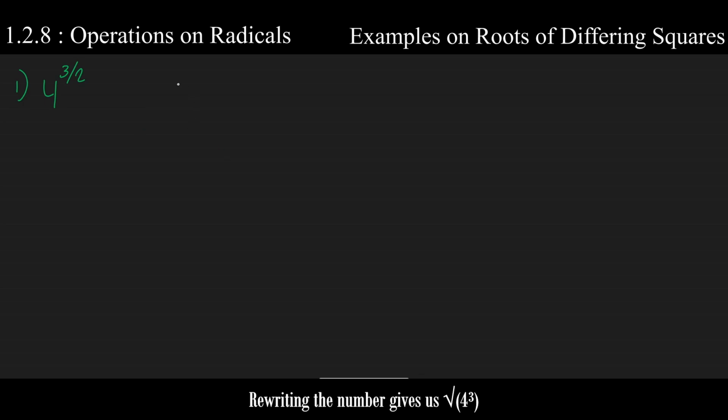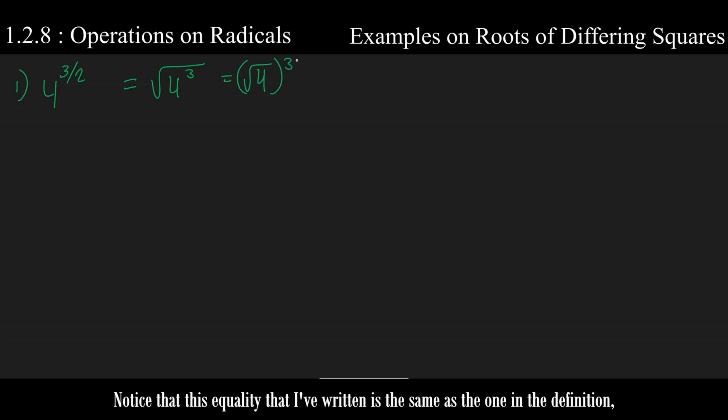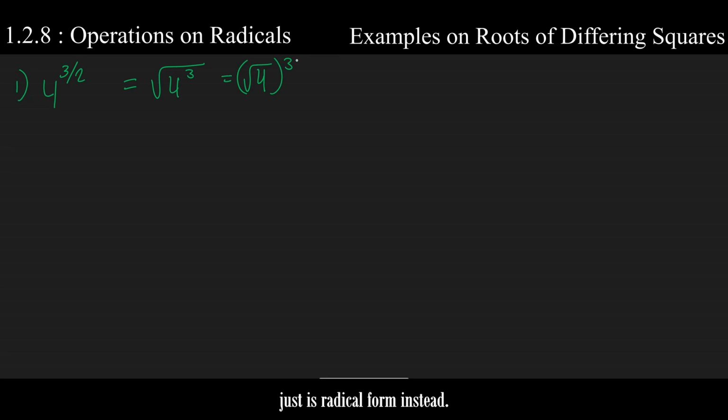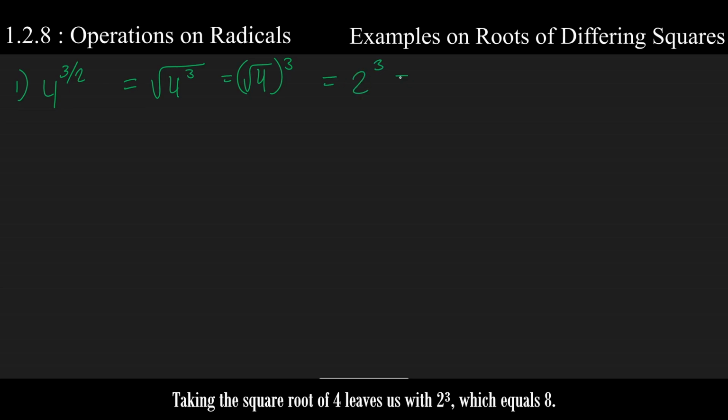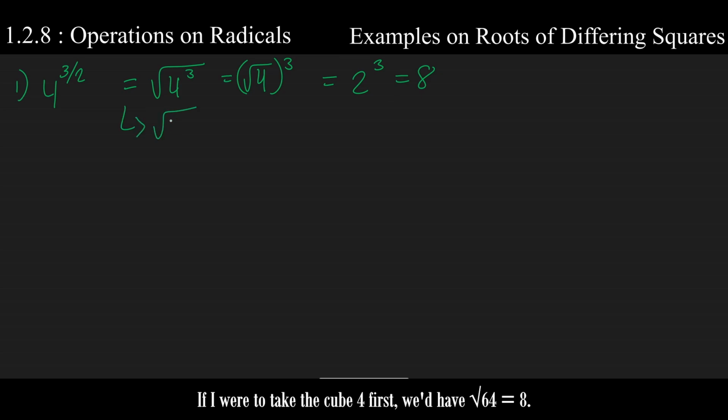Rewriting the number gives us the square root of 4, cubed, which equals the square root of 4, cubed. Notice that this equality that I've written is the same as the one in the definition, just in radical form instead. Taking the square root of 4 leaves us with 2 cubed, which equals 8. If I were to take the cube of 4 first, we'd have the square root of 64, which equals 8.